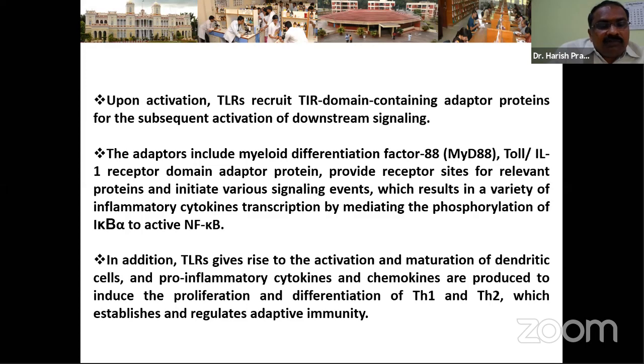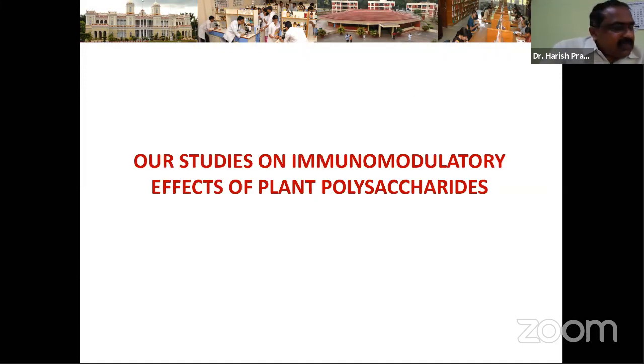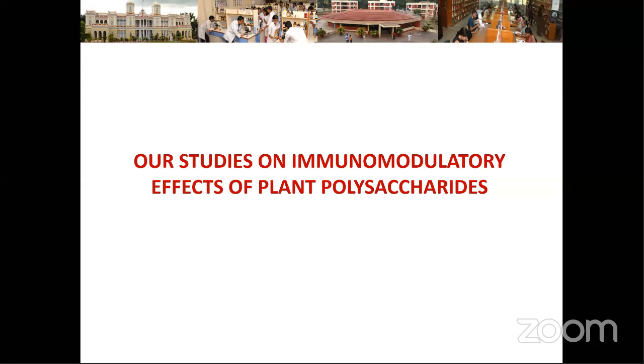And pro-inflammatory cytokines also will be produced along with the chemokines, and later on it proliferates and differentiates helper cells like T helper cells, Th1, Th2, which again will lead into adaptive immunity. It regulates the same. So I'll be just moving towards the end section of my talk, where I'll present our own studies, where we have done some immunomodulatory effect of a plant polysaccharide.